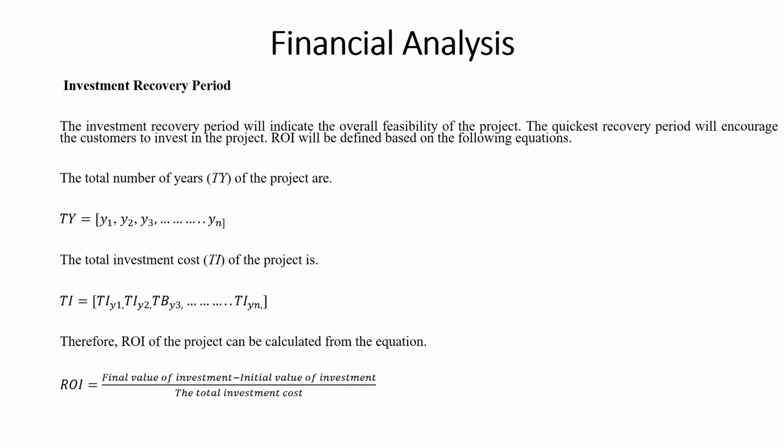So now we are going to the financial analysis. We will do the financial analysis as per the return on investment percentage. The higher the return on investment percentage, the more feasible the project is. The ROI is based on this formula: final value of investment minus initial value of investment, divided by the total investment cost. By getting these figures, we will calculate the percentage of ROI.